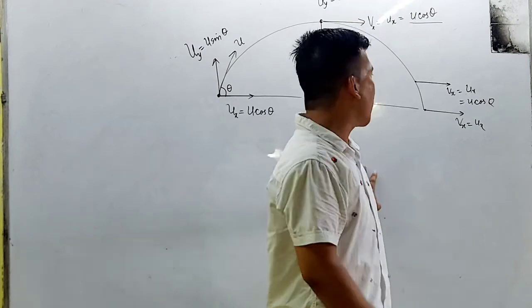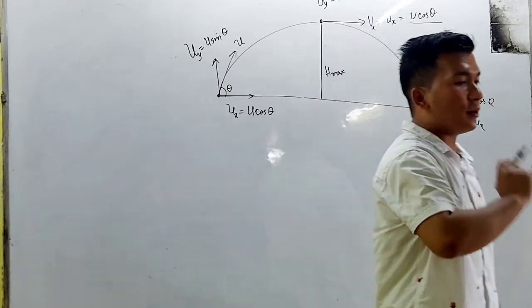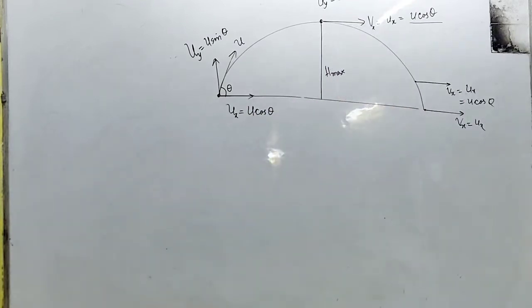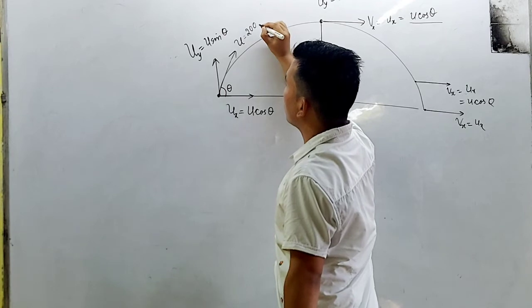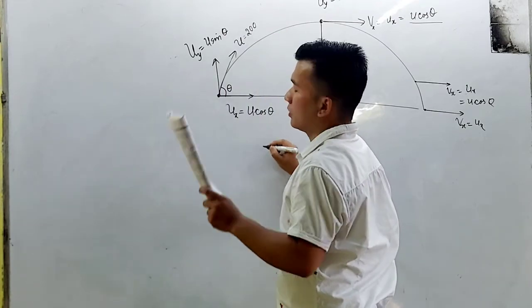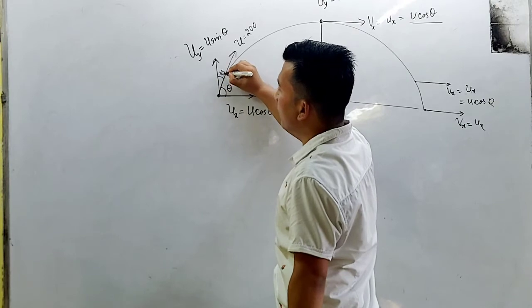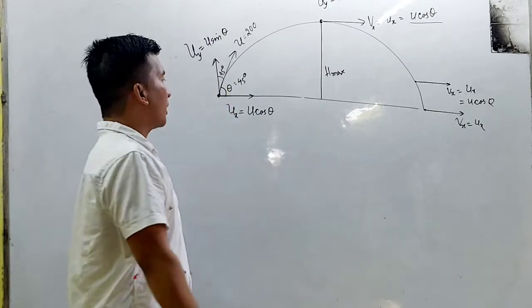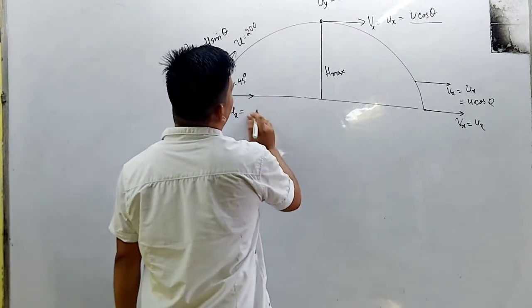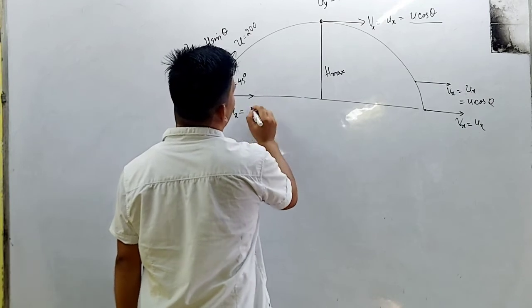A cannon ball, a firecracker or rocket is launched with what velocity? With a velocity of 200 meter per second. So u will be equal to 200 meter per second. And what is the angle of projection? If this is 45, this will also be 45. Here this will be u cos of 45.